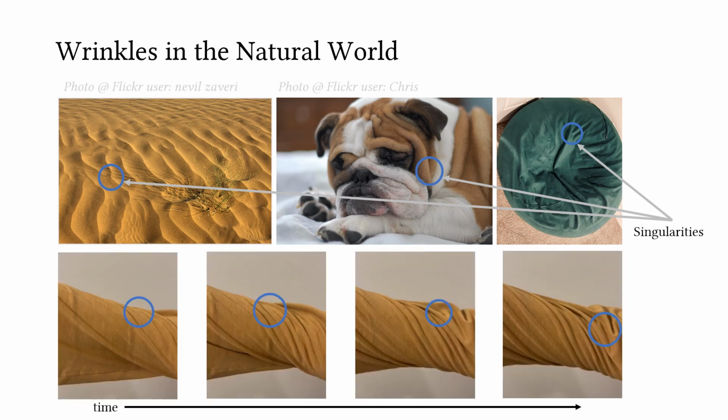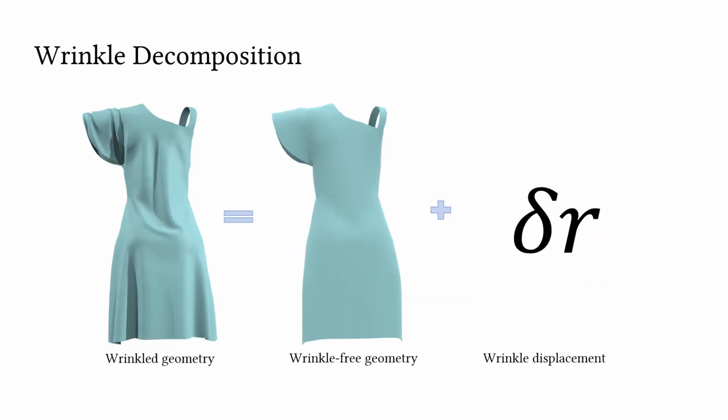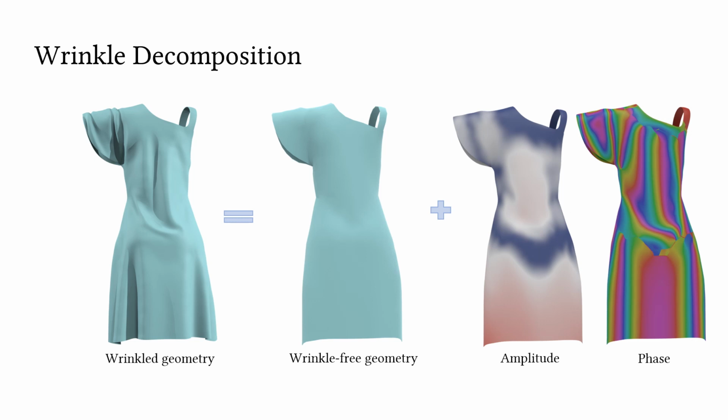For example, look at how the wrinkle patterns and their singularities change here over successive frames as we twist this sleeve. We can think of wrinkles on surfaces as displacements applied to an underlying wrinkle-free surface. These wrinkle displacements are, in turn, parameterized by a wrinkle amplitude and phase.